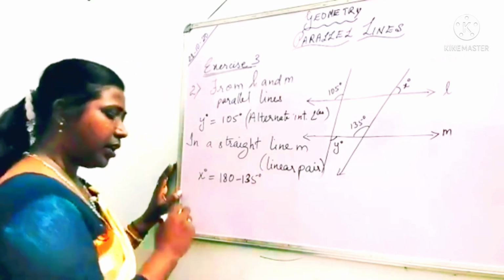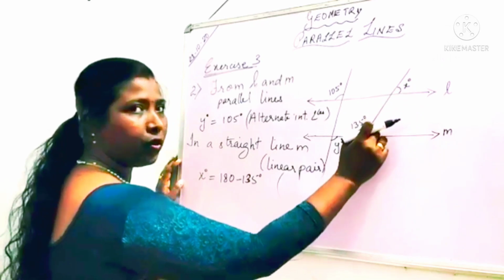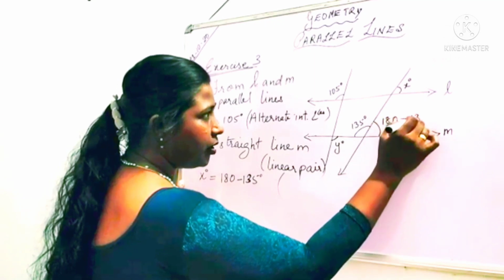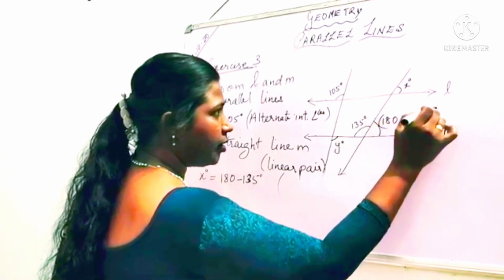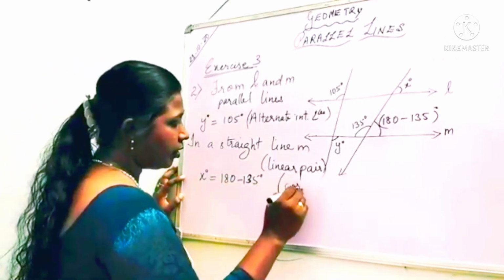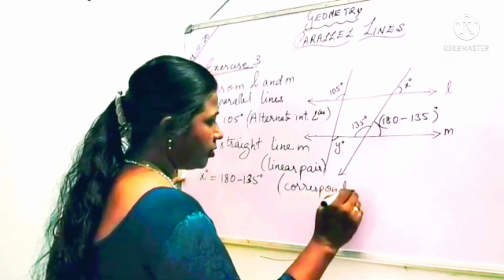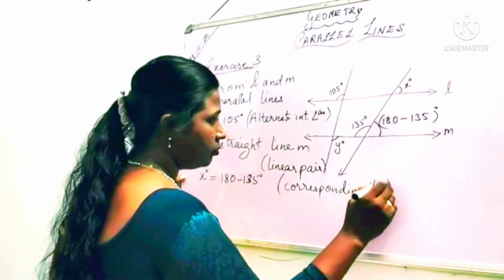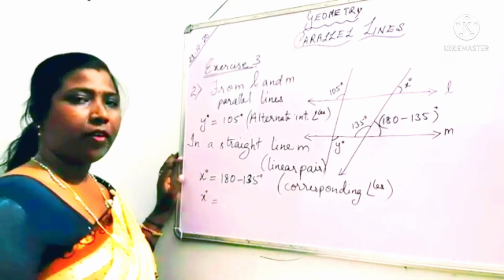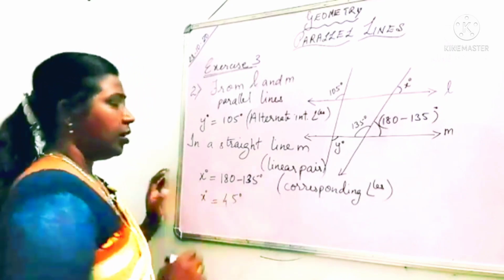Yes, students. We can write like this because X degree is corresponding to this. So this value, how will we write? We will write 180 minus 135 degree. So I will write it here: corresponding angles. Is that clear? So X degree is equal to 180 degree minus 135 degree, that will be 45 degree. Is that clear, students?